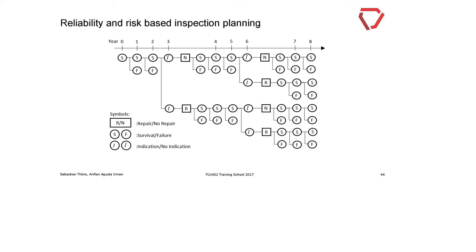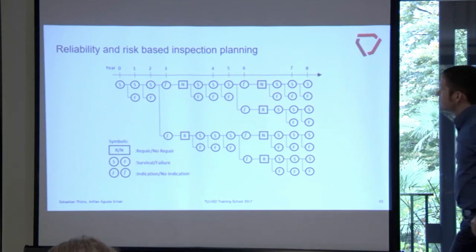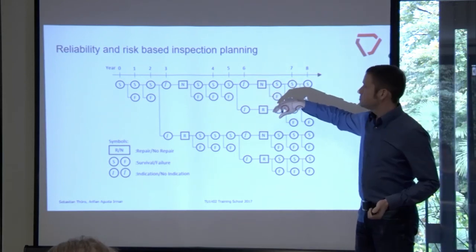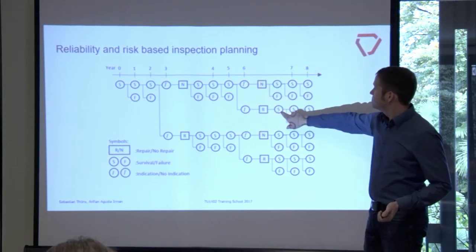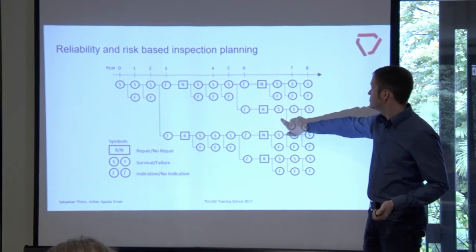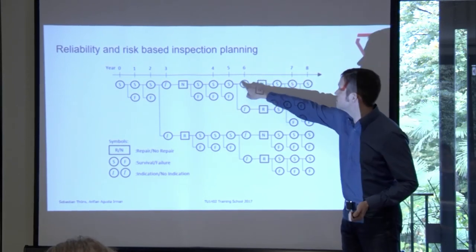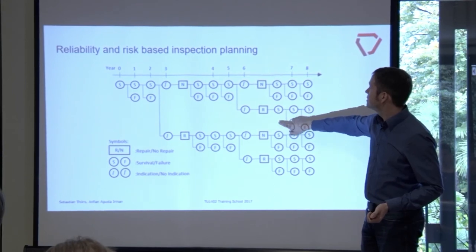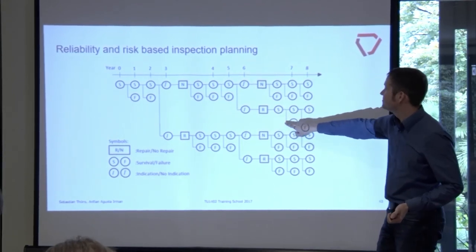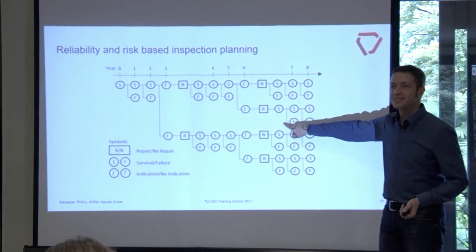In this tree between year 5 and 6, you can have indication or no indication. And then if you have indication and repair, okay, exactly, you have only the survival option. Okay. Instead, between year 2 and 3, I see that after repair you can have survival and failure. Probably this has been forgotten here.